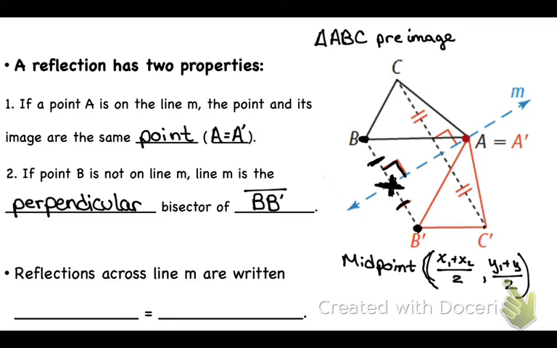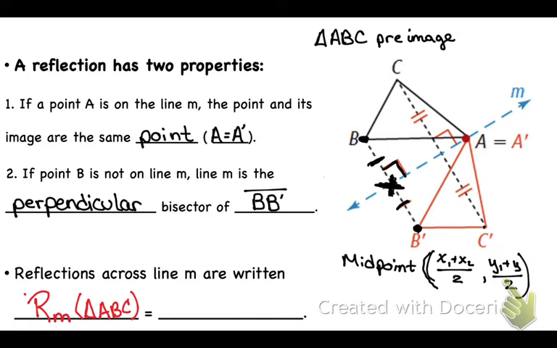Okay, so reflections across line M are written like this. This is how we write a reflection. We use a capital R, which stands for reflection. We put what we're reflecting across little. So we're reflecting across line M, and what are we reflecting? We were reflecting triangle A, B, C.